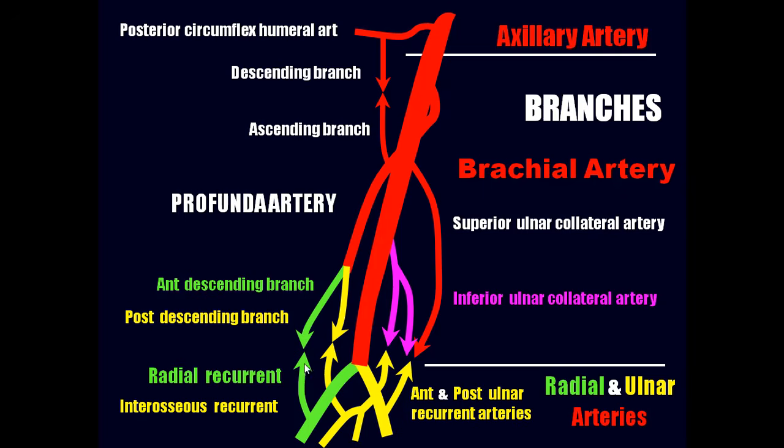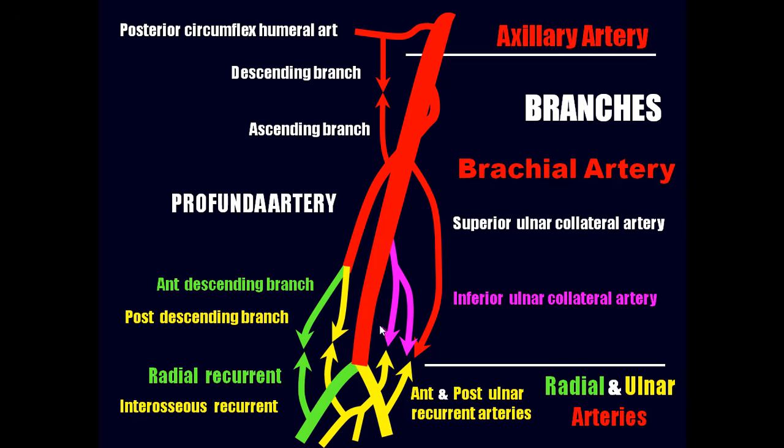Then around the medial epicondyle, in front, the anterior branch of the inferior ulnar collateral anastomoses with the anterior ulnar recurrent. Behind the medial epicondyle, the posterior branch of the inferior ulnar collateral and the superior ulnar collateral anastomose with the posterior ulnar recurrent artery. Again, there is anastomosis around the elbow joint. We have anastomosis around the lateral epicondyle and around the medial epicondyle.